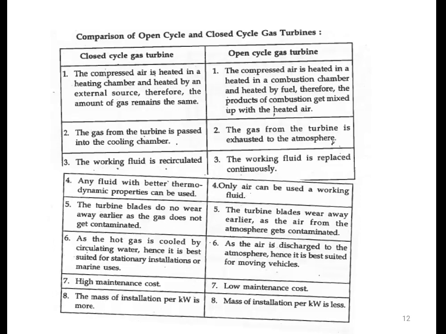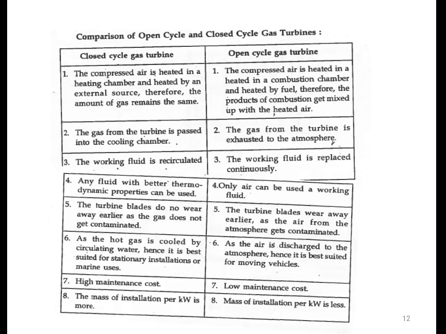But in the open cycle gas turbine, the turbine blades wear away earlier, because the gas is contaminated. The sixth difference we can see: the hot gas is cooled by circulating water, hence the closed cycle is best suited for stationary installation or marine uses. Marine or stationary installations, we can use it easily there, because water is available and cooling is easy.